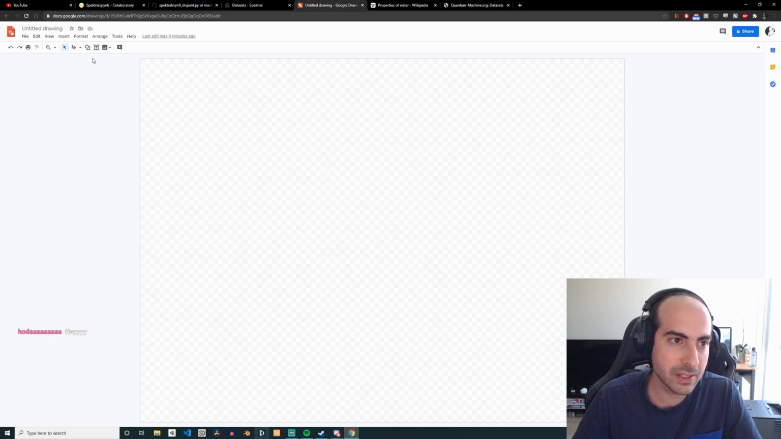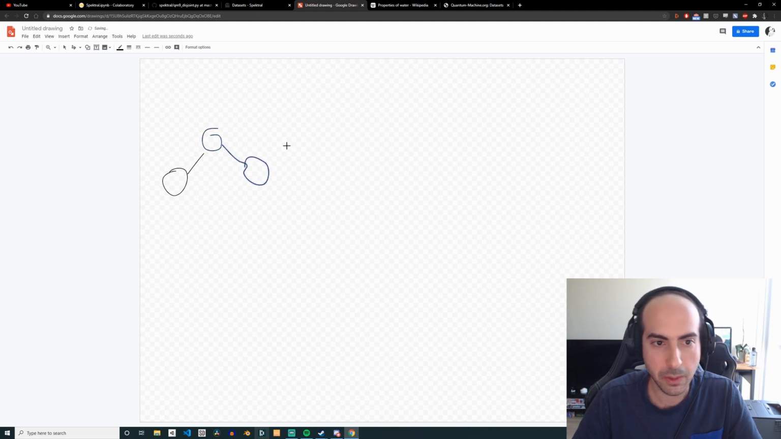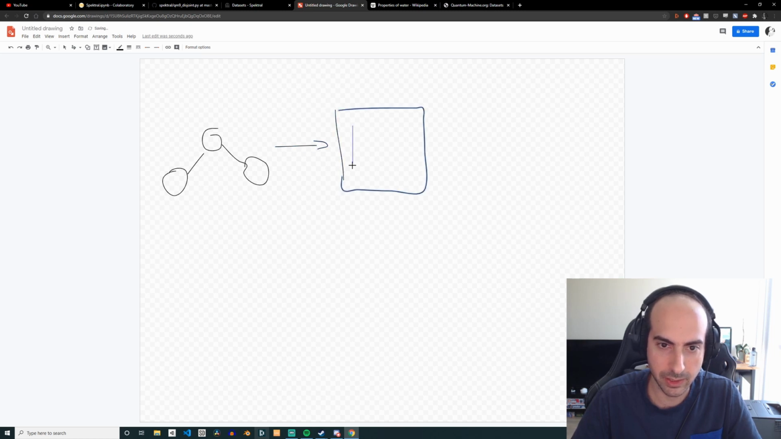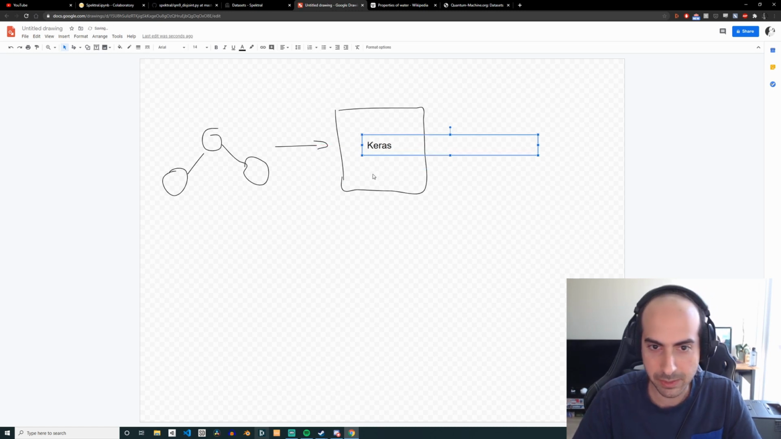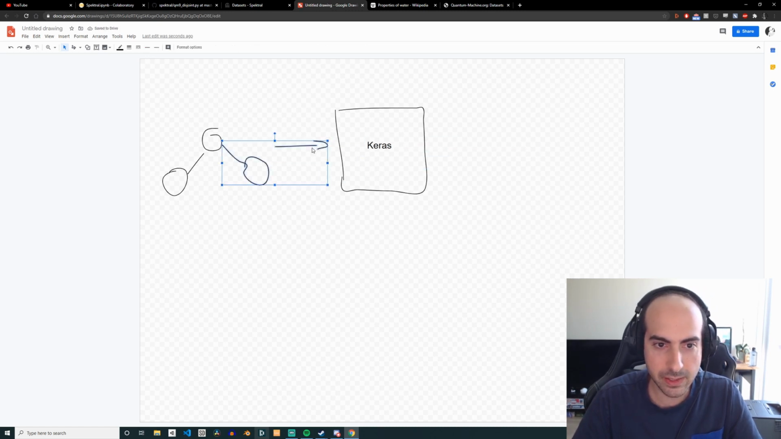So just to talk about this very quickly, we said we're going to have a bunch of these molecules, let's say H2O. And our goal is to take this molecule and feed it to some sort of deep learning algorithm. This is what Keras will do. I'm just writing a box because you can think of this as some sort of box model, and this is going to do some prediction on this.